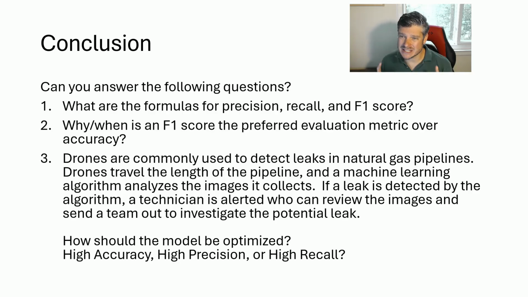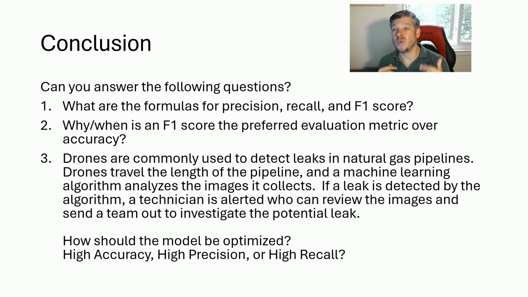And then one last example. We have drones, and they are commonly used to detect leaks in natural gas pipelines or oil pipelines around the world. The drones fly along the pipeline, taking images of the pipeline as it travels, and a machine learning algorithm analyzes the images that it collects. If an image is flagged, that means that a leak is detected by that algorithm, and then a human technician is alerted, who can review the images and then send out a team to investigate that potential leak.